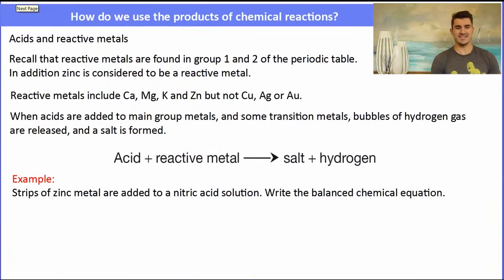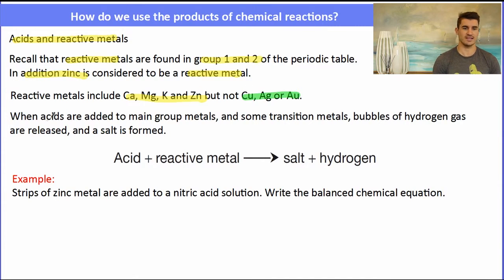So the first one, acids reacting with reactive metals. So reactive metals are metals found in group 1 or group 2 of the periodic table. Also zinc is considered to be a reactive metal as well. So the reactive metals might include calcium, magnesium, potassium, and zinc, but non-reactive metals are copper, gold, and silver.